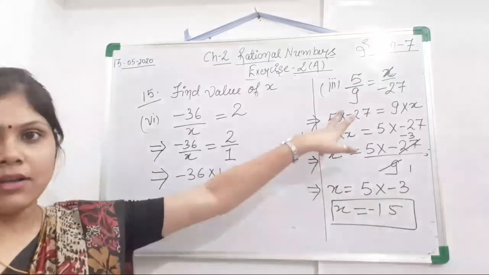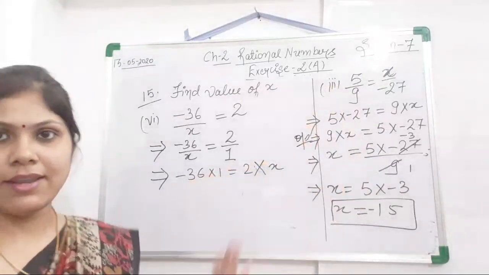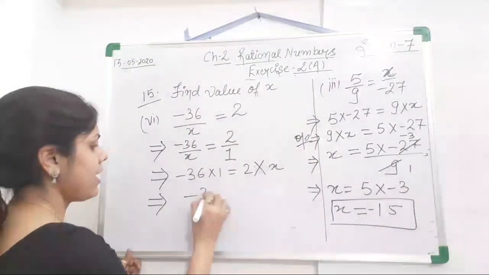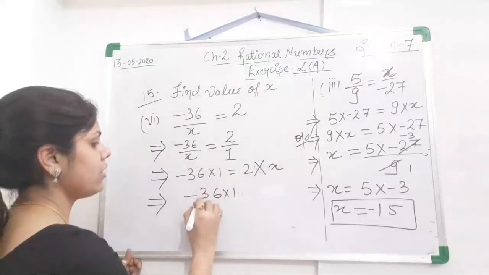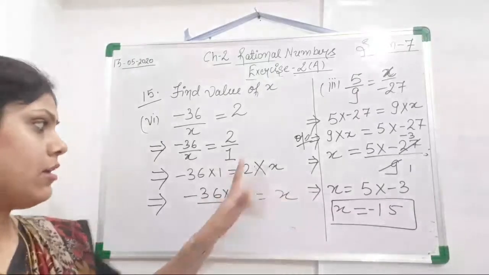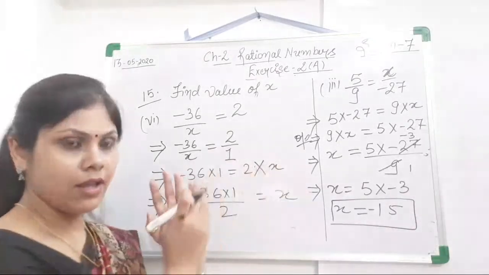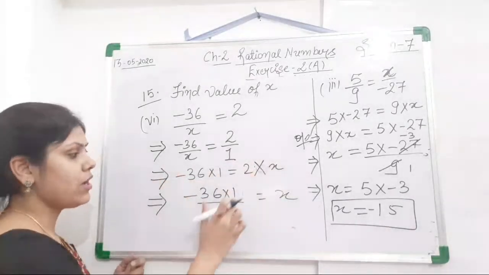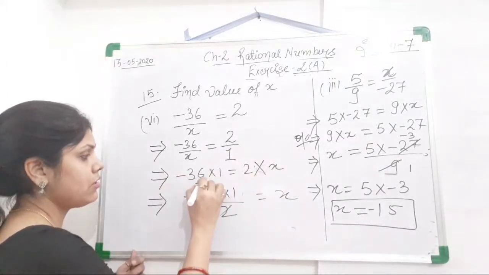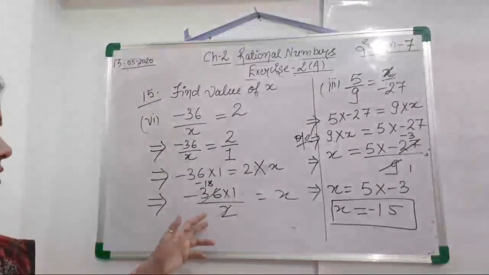Now see, same thing. This time I am skipping this one step, and let us see how you will solve. This means minus 36 into 1 upon 2 is equal to x. See, same thing, only here x was on this side and this time x is on this side. So minus 36 into 1 upon 2.